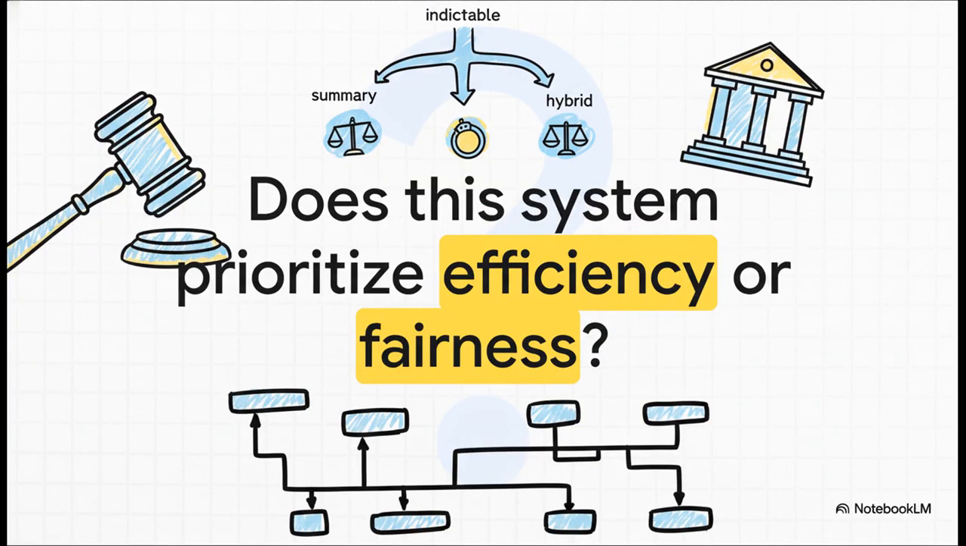And all of this leads to a much bigger, more fundamental question. When you have a system where an entire legal journey is basically set in stone by one decision at the very beginning, a decision sometimes made by just one person, what does that tell you? Is this system built for efficiency above all else? Is it built for fairness? Or is it just a constant, delicate balancing act between the two?